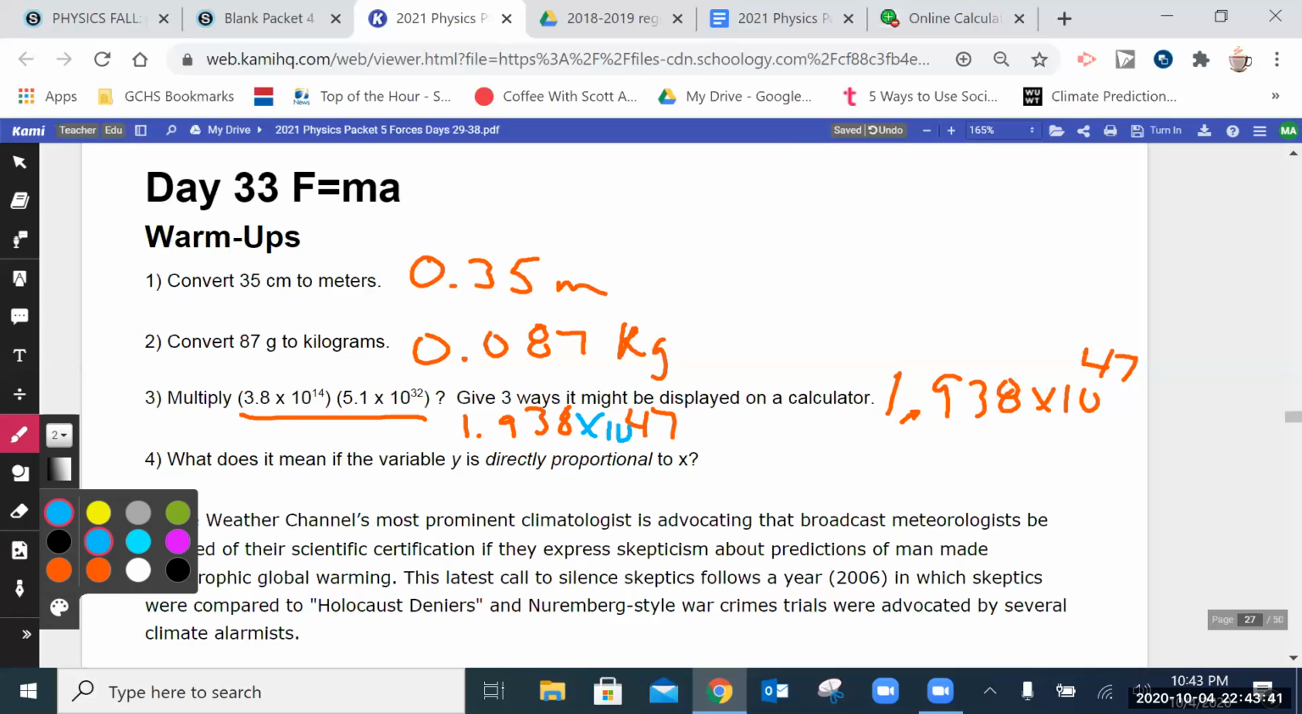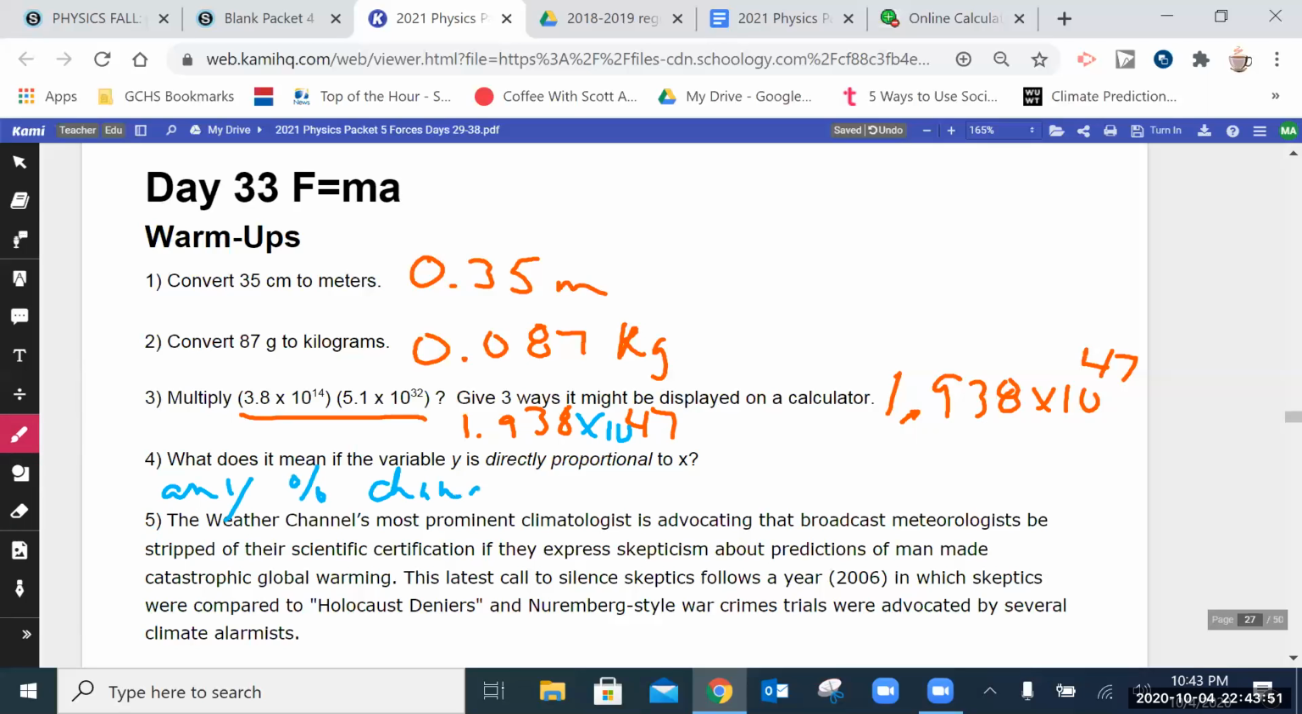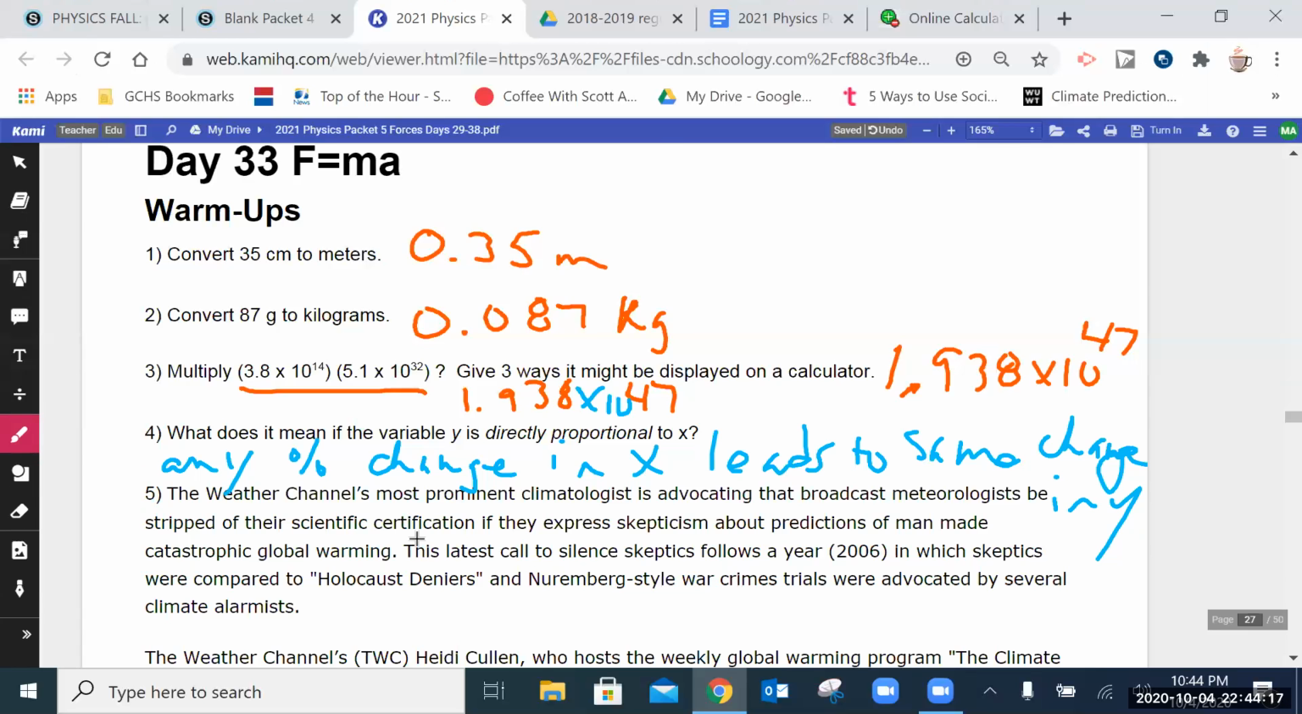What does it mean if the variable is directly proportional to X? That means that any percent change in X leads to the same change in Y. So if X increases by 50%, Y will increase by 50%. If X decreases by 33%, Y will decrease by 33%.